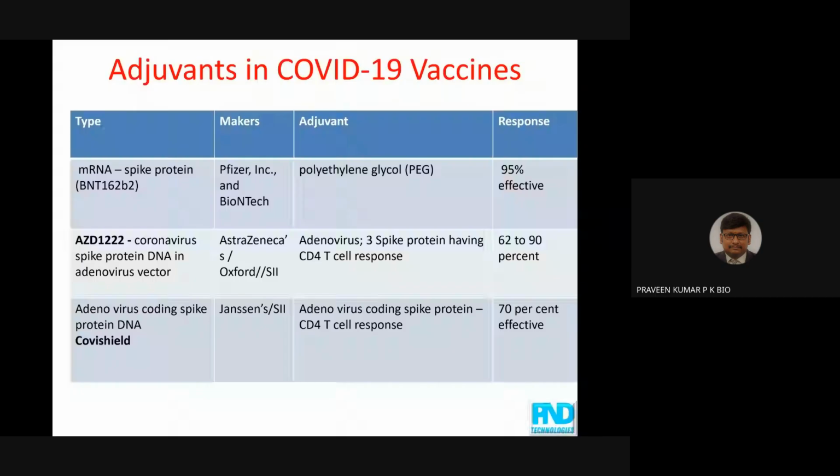Now let me take you to the next topic: adjuvants in COVID-19 vaccines. Till now, whatever we discussed is related to peptide-based epitopes, how to predict peptide-based epitopes. Now the next area is adjuvants. The mRNA spike glycoprotein vaccine was developed by Pfizer combined with BioNTech, isn't it? They have used polyethylene glycol, and we can see 95% efficacy with the Pfizer vaccine.